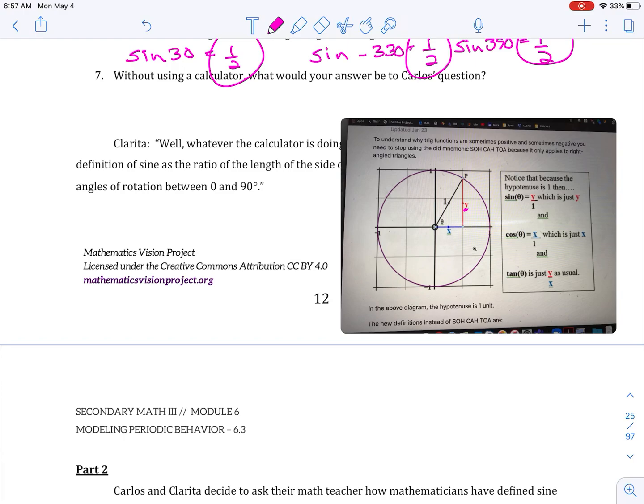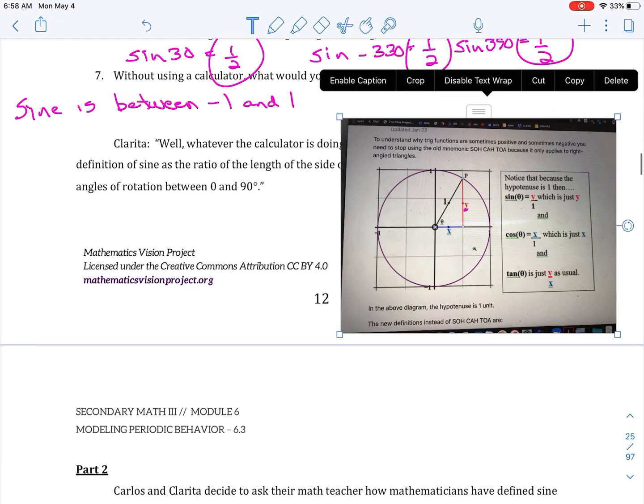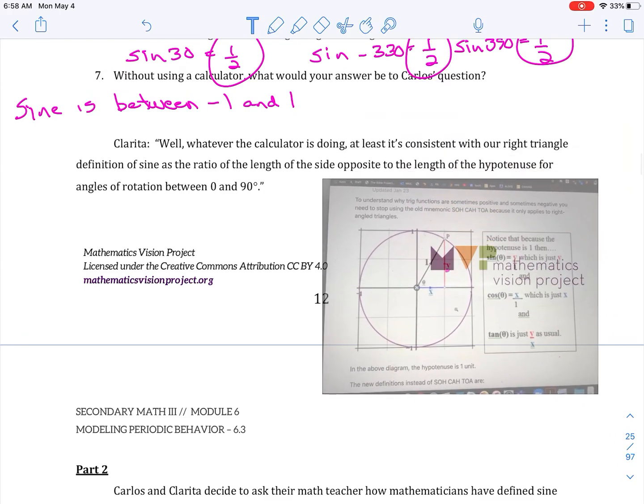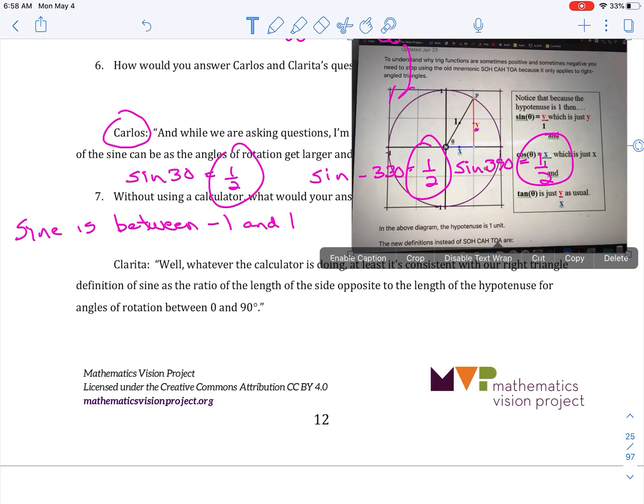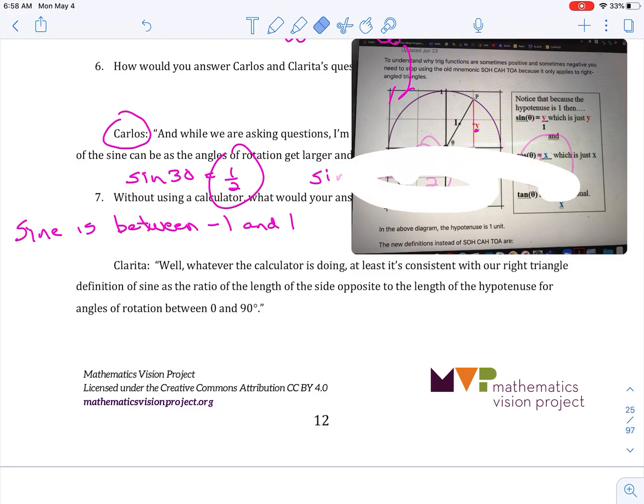So for 7, I would just say the value of sine is between negative 1 and 1, because the opposite can never be bigger than the hypotenuse. Okay, so I'm going to use this picture again for this one, I think.